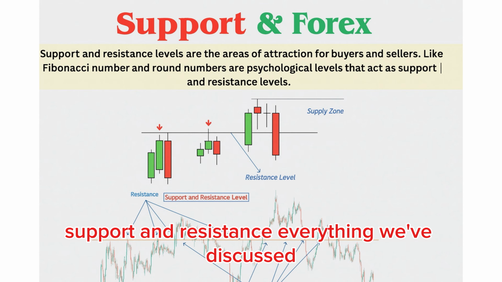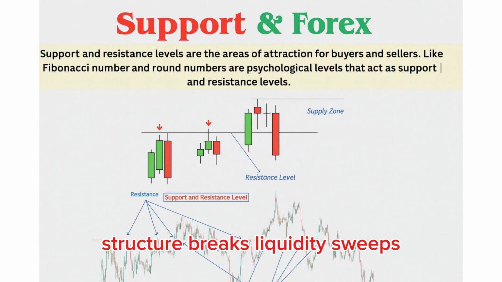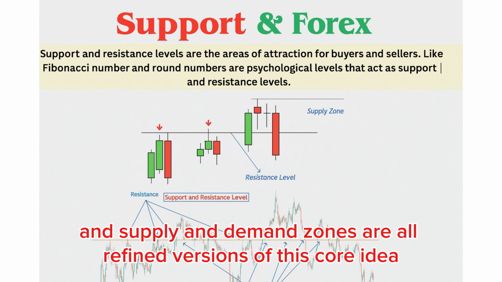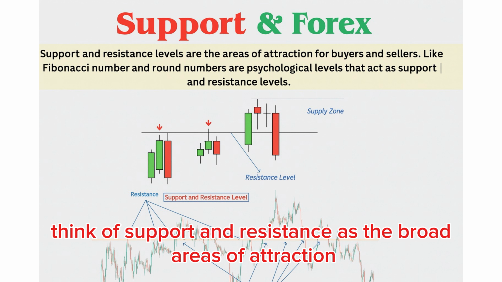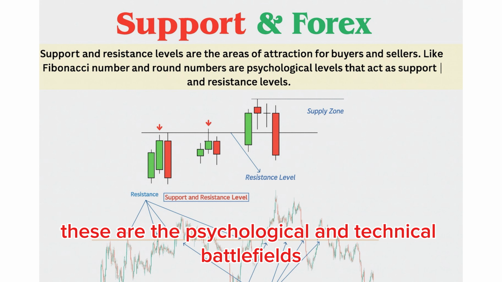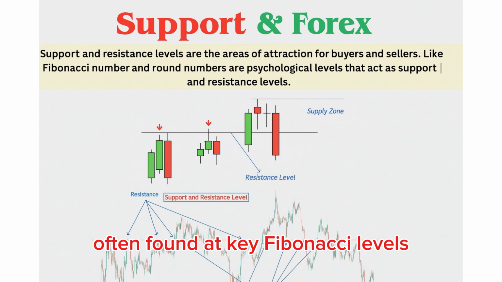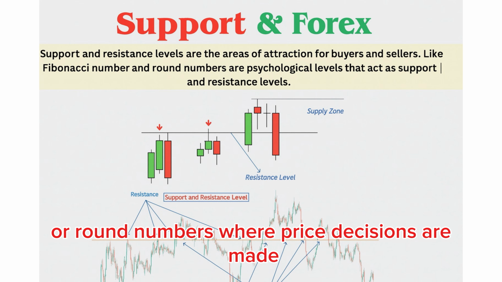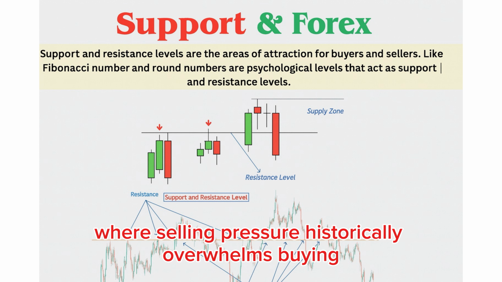This brings us full circle to the most fundamental concept in trading, support and resistance. Everything we've discussed, structure breaks, liquidity sweeps, and supply and demand zones, are all refined versions of this core idea. Think of support and resistance as the broad areas of attraction for buyers and sellers. These are the psychological and technical battlefields, often found at key Fibonacci levels or round numbers, where price decisions are made. A resistance level is a ceiling where selling pressure historically overwhelms buying.